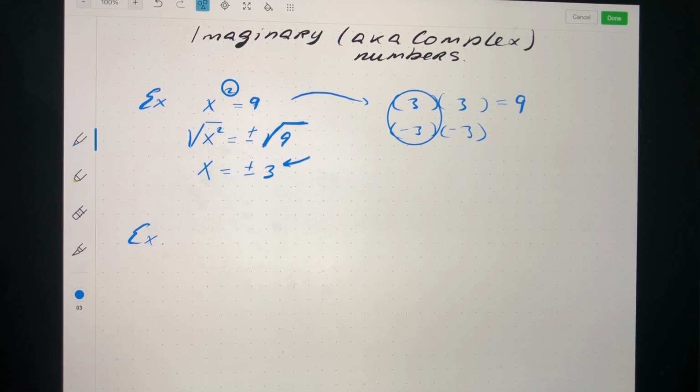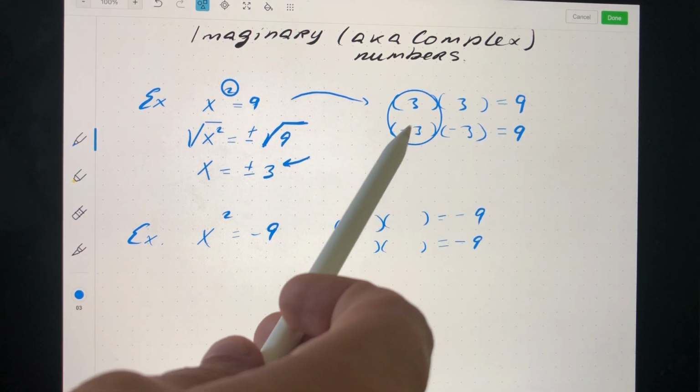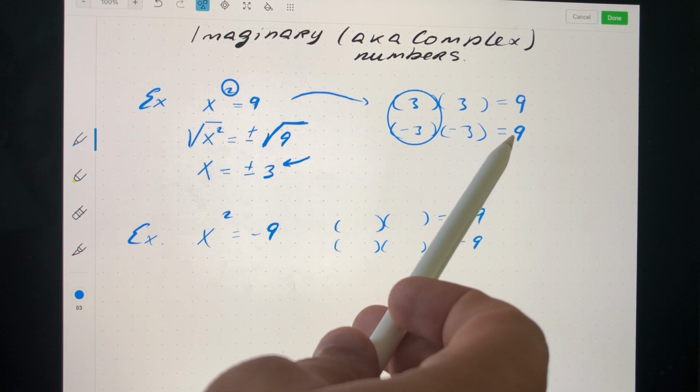Now, if we change this question just a little bit to negative 9, and we try to answer the same question, well, what two numbers multiplied together make negative 9? That's not possible, because if the two numbers are exactly the same, there is no way to multiply two numbers that are the same to make a negative, because we just did this here. Positive times positive is plus, negative times negative is also plus. How do we get negative 9? We don't. There is no way.